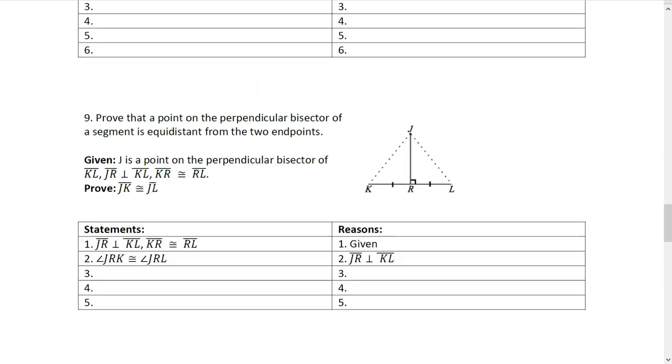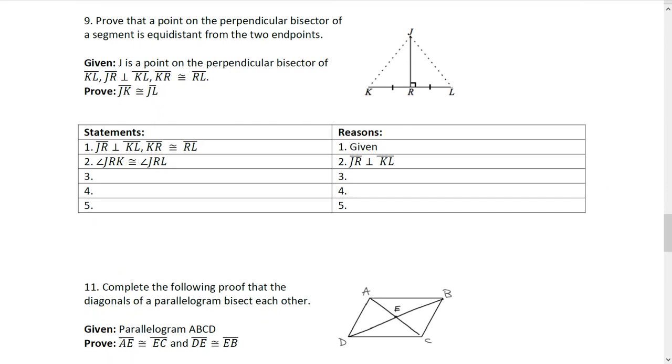Okay, number 9, along with 8, are theorems that are mentioned in our standards. This one I don't think we went over in class, but it is a good one to be aware of. We'll prove that a point on the perpendicular bisector of a segment is equidistant from the two endpoints. So I can think of this like a triangle, but truth is that point J can be any point on the perpendicular bisector of KL, meaning that JR is perpendicular to KL, and KR is the same length as RL. So that's been given to us.